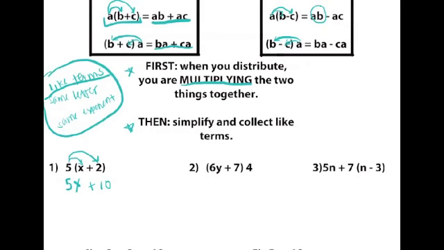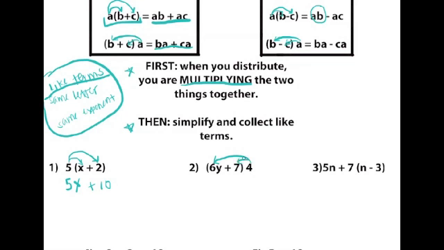So that's a like term. In number 2, the 4 this time is on the back side of the parenthesis. We know it's a distribute problem because there's no plus or minus separating the parenthesis and the number. So it's a distribute. I'm just distributing backwards, so the 4 is going to distribute into the 6y and to the 7.